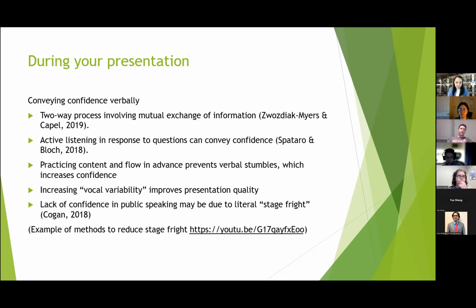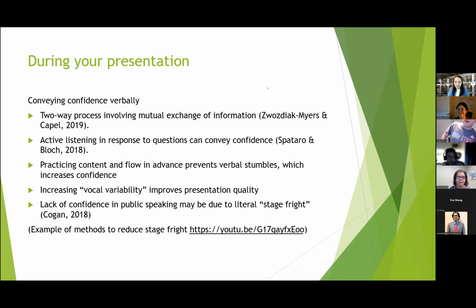A lack of confidence may actually be due to literal stage fright, which there's a YouTube video I've linked below where you can see methods of reducing actual stage fright, which, and again, there's no stage, but you're getting up in front of people and you're presenting, you're nervous. And you may have trouble, even if you're confident in your topic, you may be very, very nervous to convey that topic to other people. And unlike a poster session where you have your elevator pitch, which I do have mentioned briefly near the end.